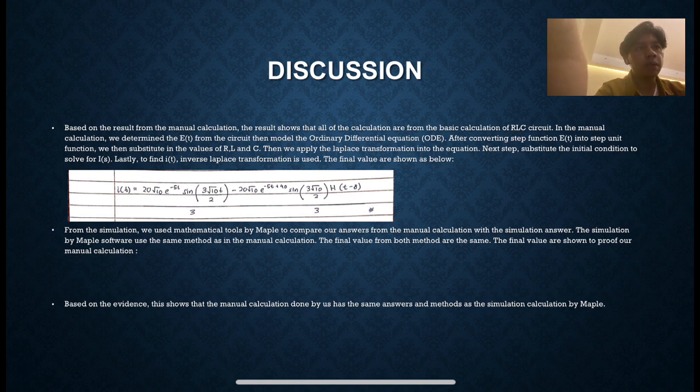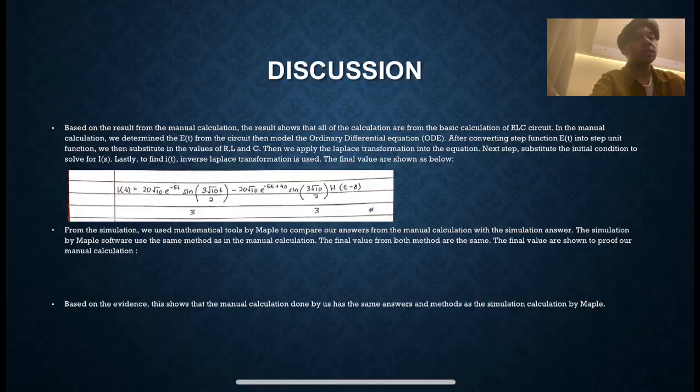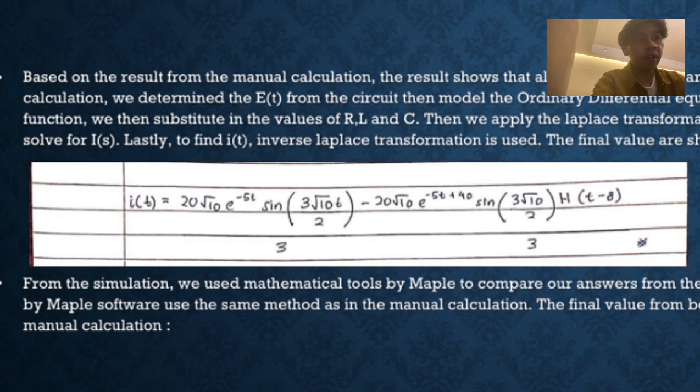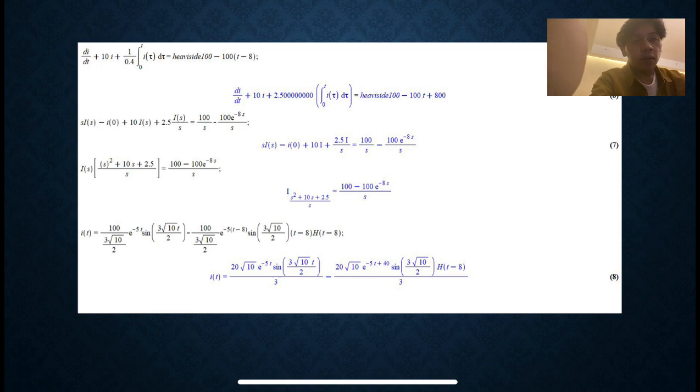Then we apply the Laplace transformation to the equation. For the next step, we substitute the initial condition to solve for I(s). And lastly, we find I(t). In that, we use inverse Laplace transformation. And the final value for the manual calculation will be shown here.